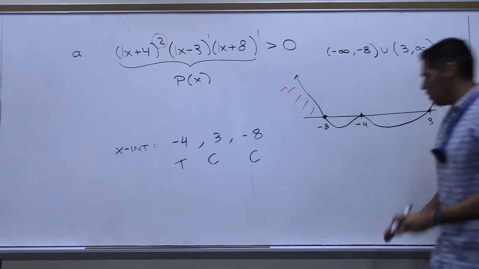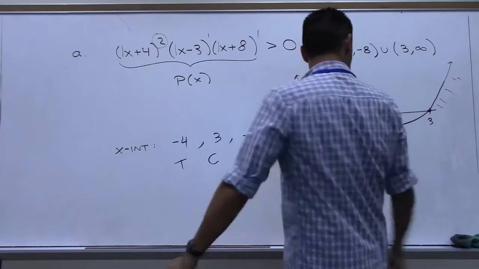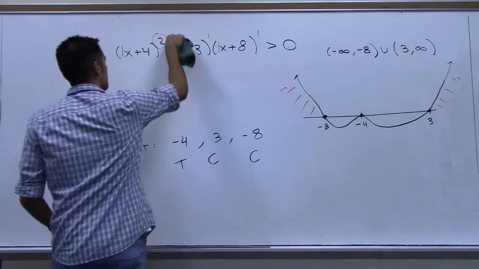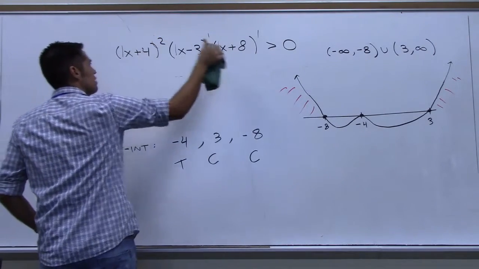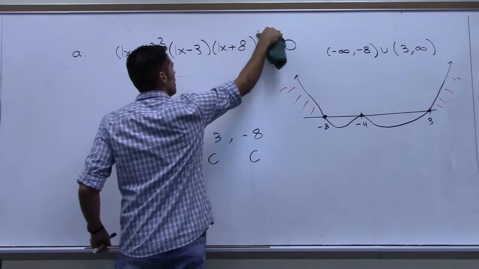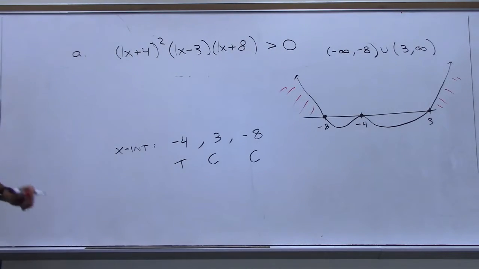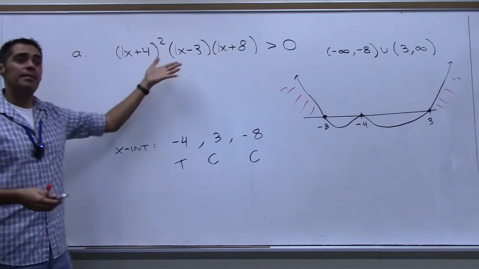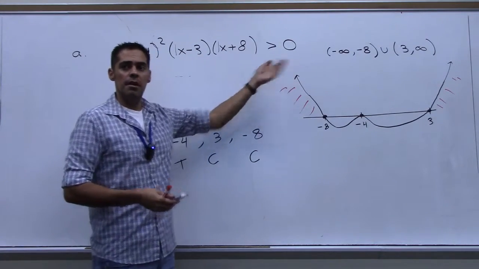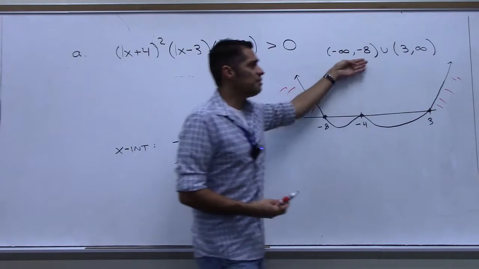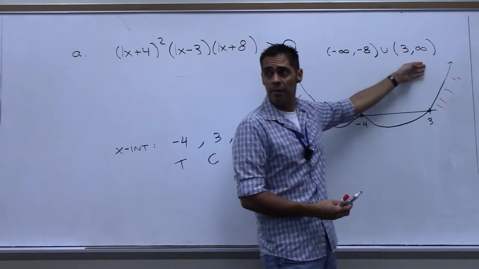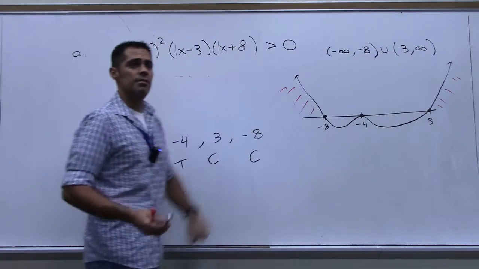Okay, so the original problem was this. This is the original problem. And so what we're saying when we put this down here is what x values make this true? Your answer is any x value in here or in here. You give me any number in there or any number in there and you plug it into this, I guarantee you it's going to be a true statement.